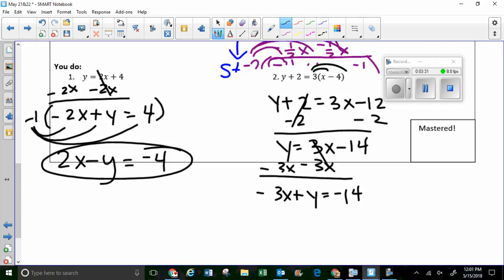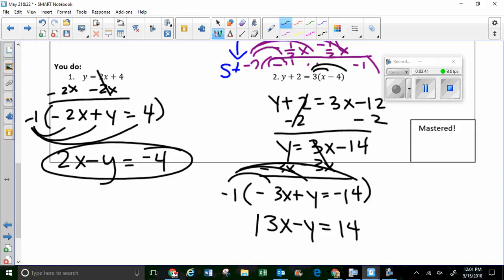And then, of course, similar to the last problem we just did, I need to get rid of that negative, so I'm going to multiply by a negative 1, which essentially changes the sign of everything in the problem. What was positive becomes negative, and what was negative becomes positive.